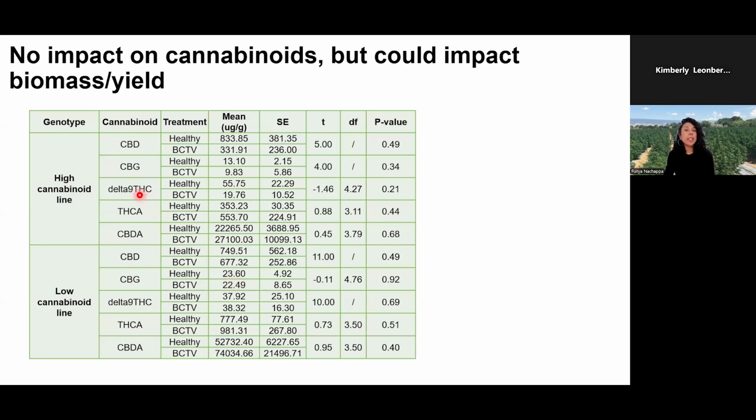We did a study to look at the impact of BCTV on cannabinoids. We did it in a high cannabinoid line and a low cannabinoid line, and you can see the different major cannabinoids here. Between the healthy and the infected plant, there was no impact on the cannabinoids, which is good news for our CBD growers.